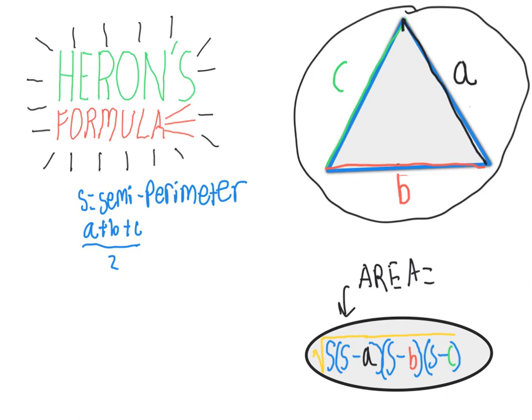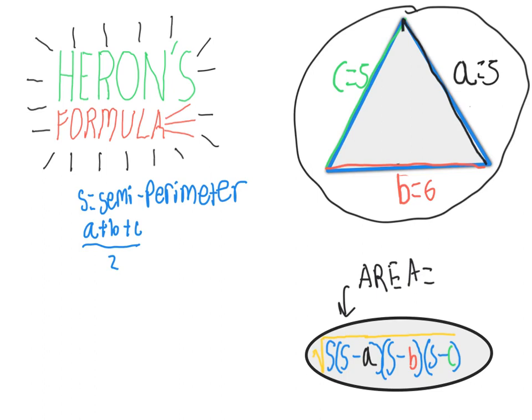So let's say a equals 5, c also equals 5, and b equals 6. Now, of course, these side lengths can be any other thing. It doesn't really matter. I just chose these side lengths because I thought they'd be easy to understand.